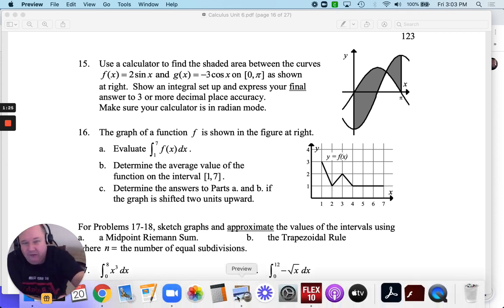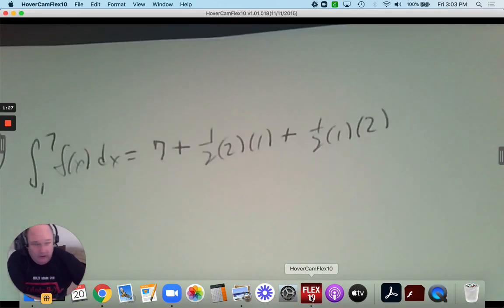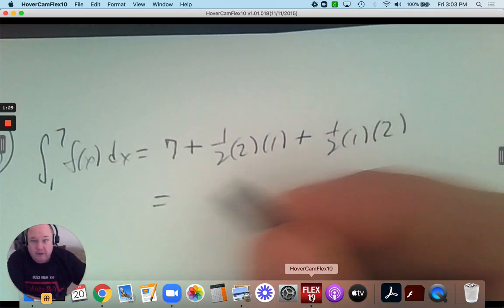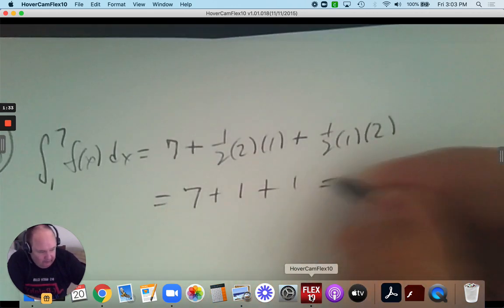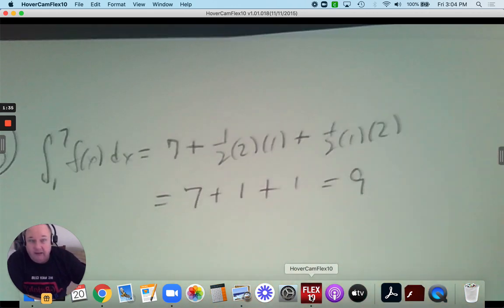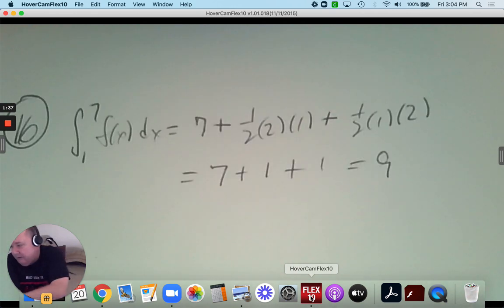So if I had to simplify it, then I will. But if I don't, that's a great answer. But if I had to simplify it, then this is what it would look like, and I would get the answer 9, just by finding the area under the curve.